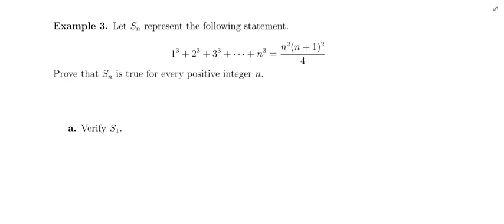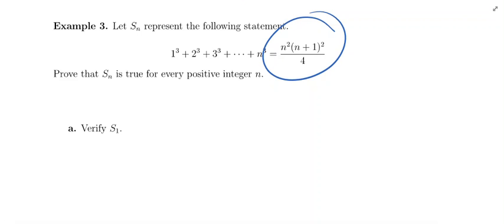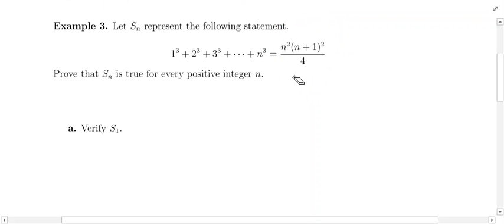Well, this was one of the summation rules that we saw in section 11.1. Back then, we accepted it as truth. Now, we're going to use mathematical induction to prove that this statement holds for every counting number. This is the particular summation rule where you're adding the first n cubes, and this is the result of doing so. Okay? So let's begin our induction process.